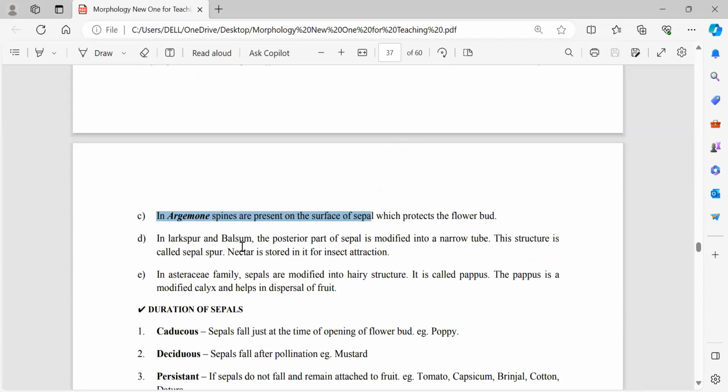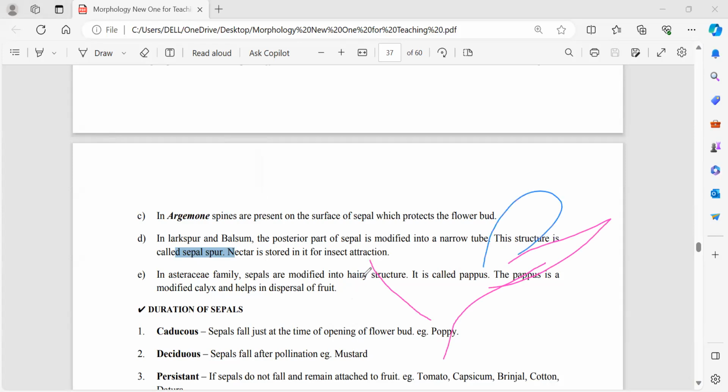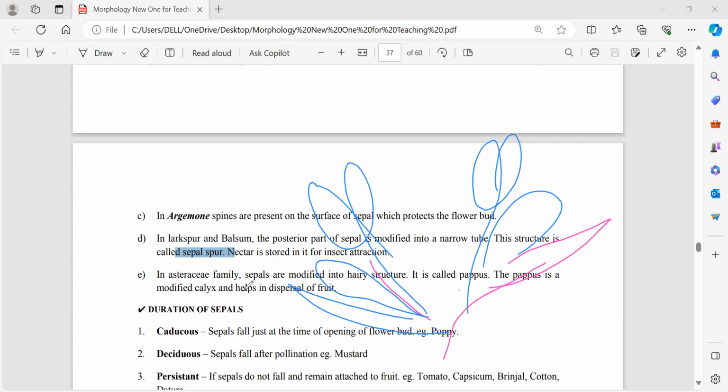Now in larkspur and balsam, posterior part of the sepal is modified into a narrow tube, and this structure is called sepal spur. इसी बुनियाद पर इसको हम larkspur भी कहते हैं. यानी कल जब हमने पढ़ा था, posterior part और anterior part, the part of the flower where the stalk of the flower is attached, that end is called posterior end, and the end away from the posterior end is called anterior end. यहाँ पे larkspur और balsam में क्या हो जाता है?